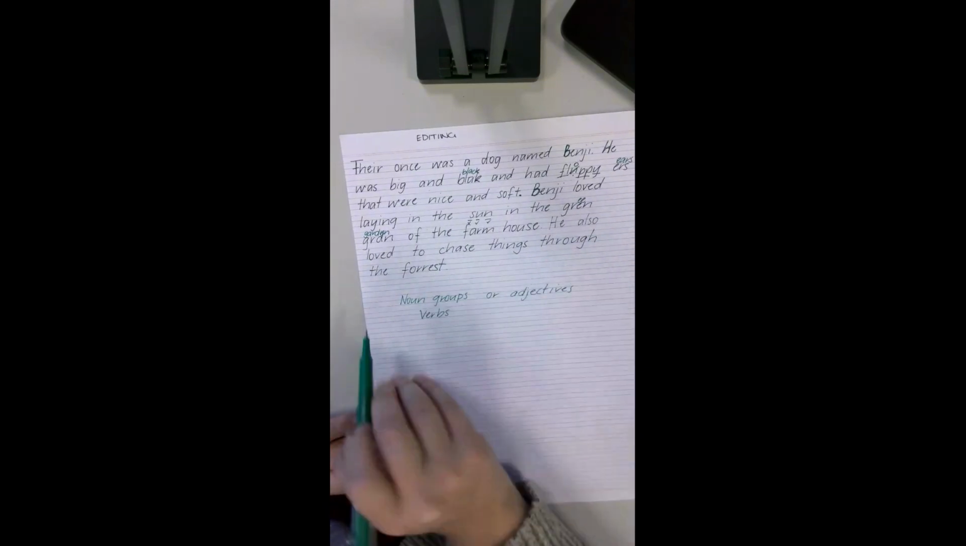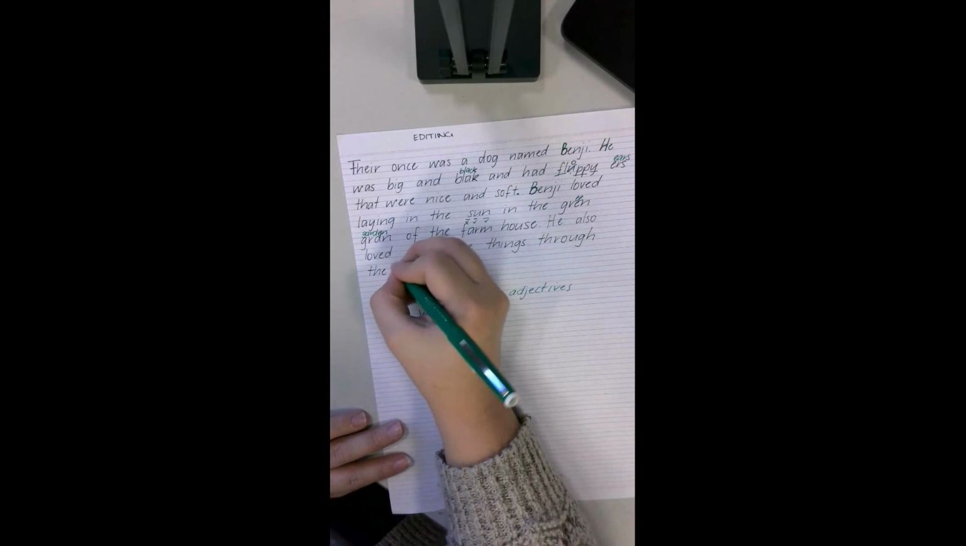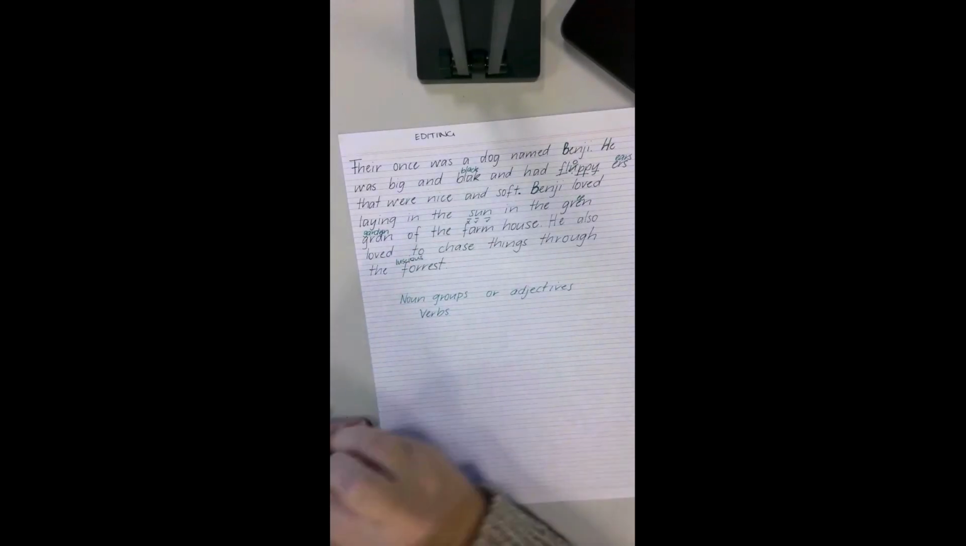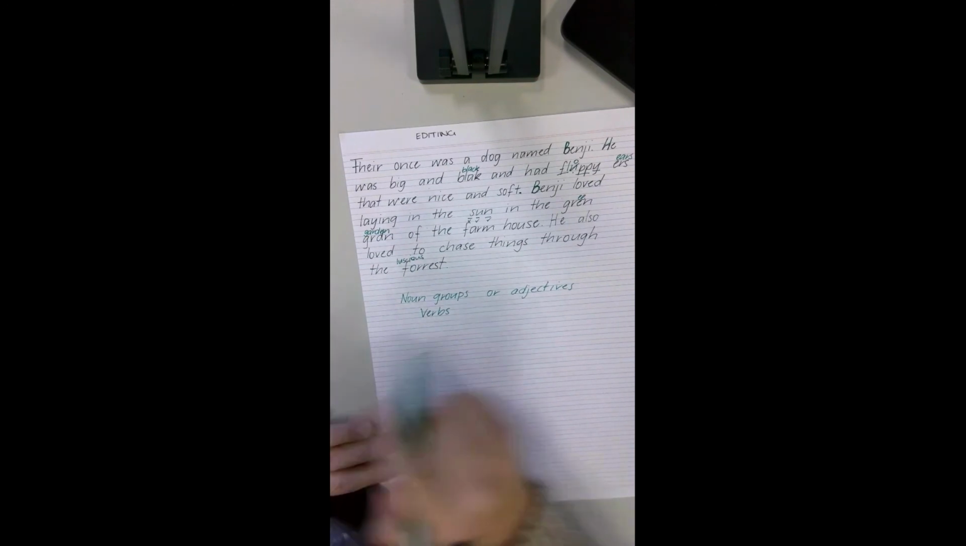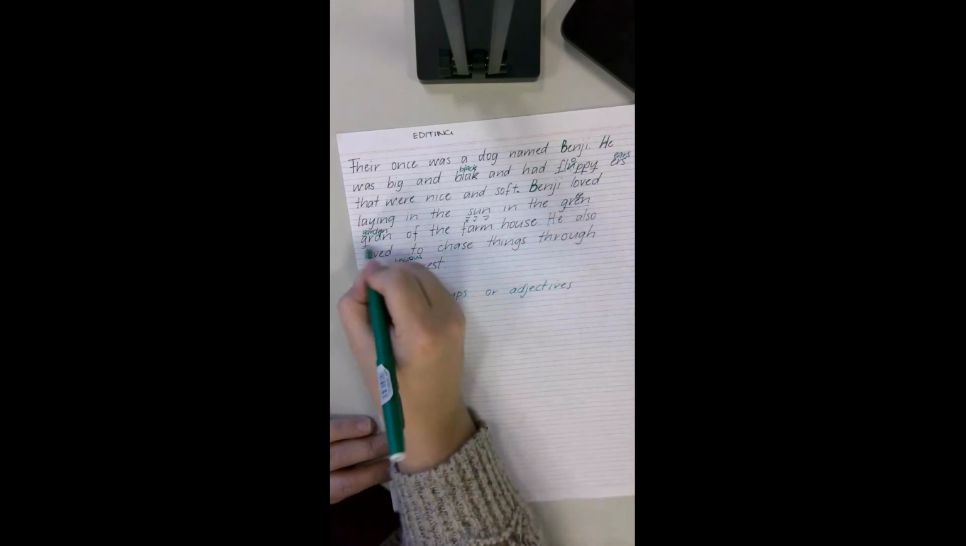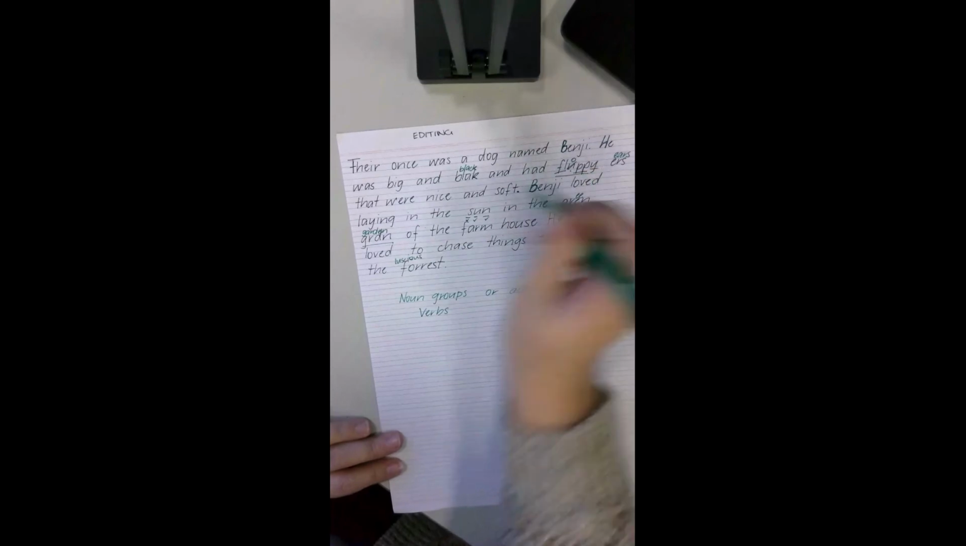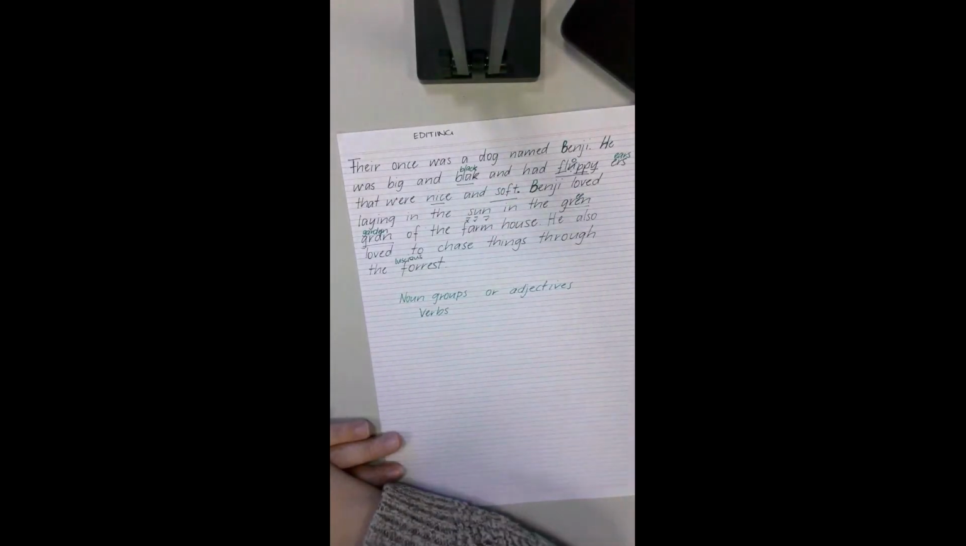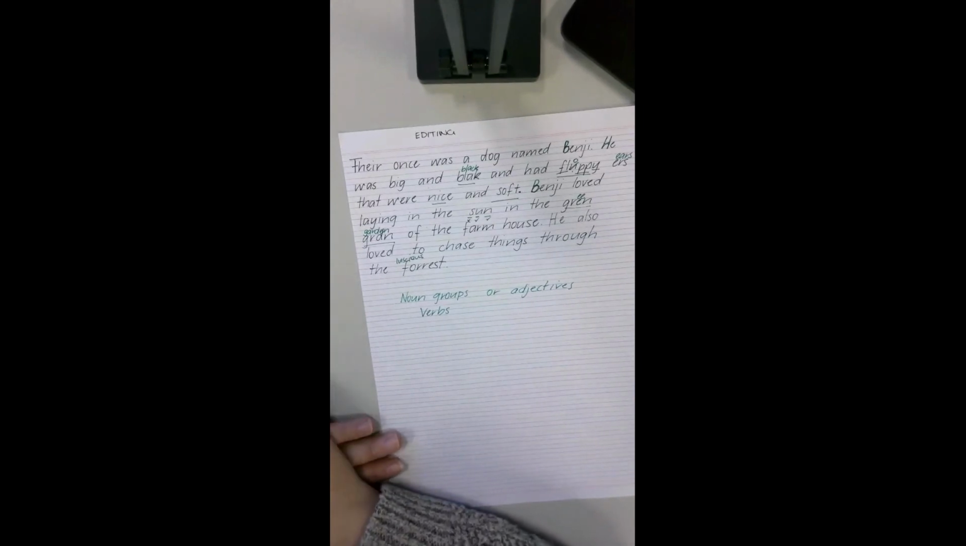Okay, so let's have a look. Chase things through the forest. I'm going to put through the luscious forest again because I really liked that. Through the luscious forest. And I've already got here a green garden. And I've got some words here that are describing Benji the character. I'm pretty happy with that. So I'm going to read through it and make sure that it makes sense.